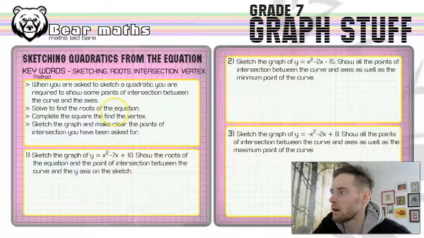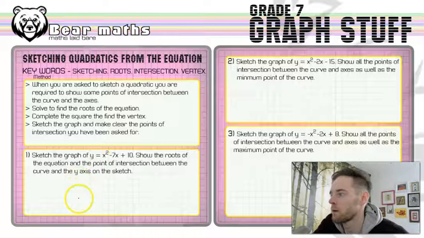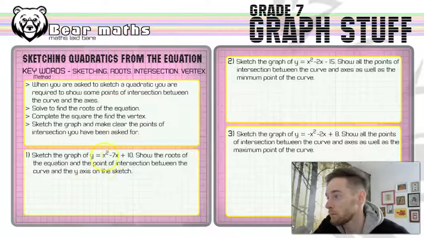And sketching the graph, it's got to be made clear where the points of intersection are, specifically the ones you've been asked for in the question. So I'll do question 1 for you. Nice simple quadratic actually, this one. So let's make this equal to 0.